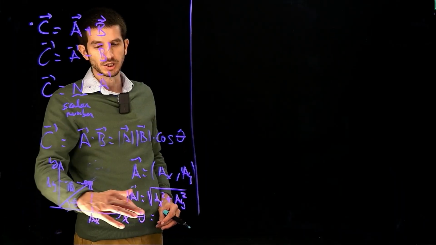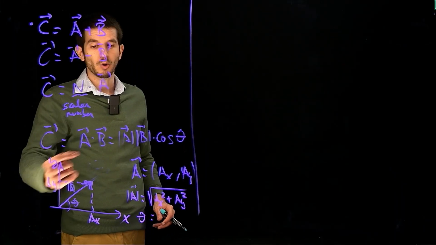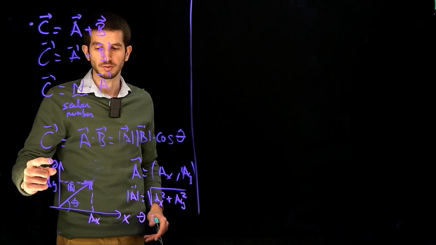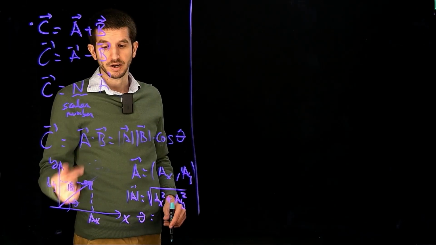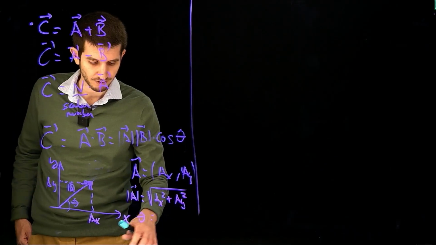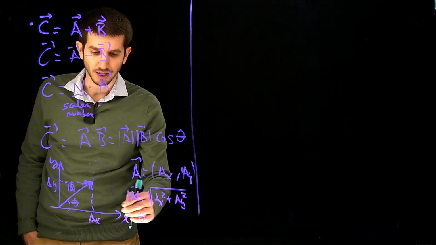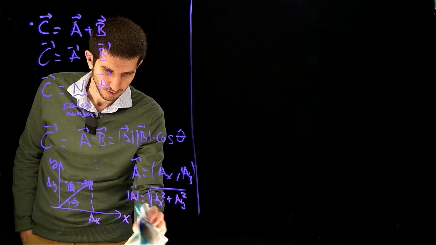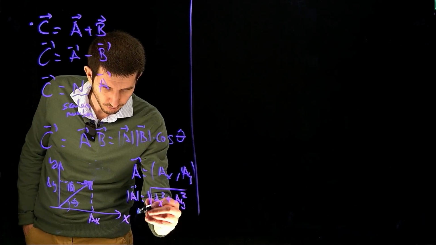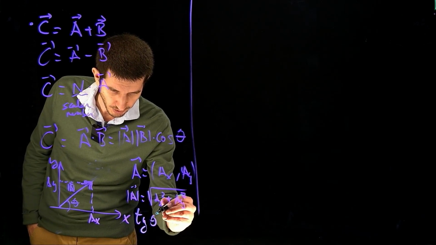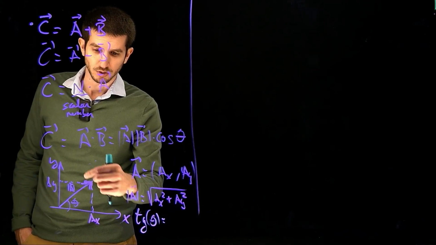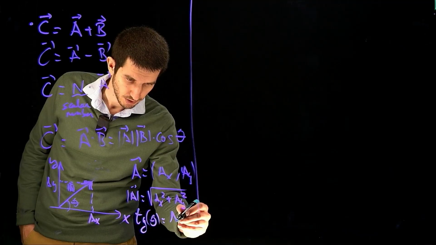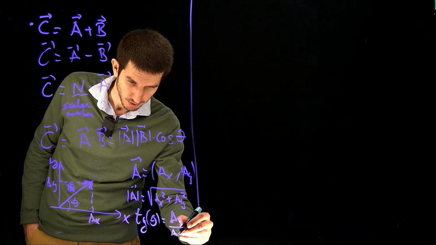If this was the cosine, it would be SOHCAH, so it's going to be adjacent, so A sub x divided by hypotenuse. And finally, TOA, so the tangent of theta, which is that angle, is going to be opposite divided by adjacent, which is A sub y divided by A sub x.